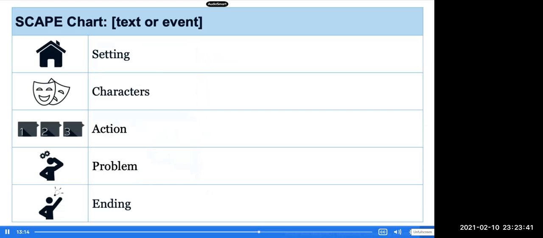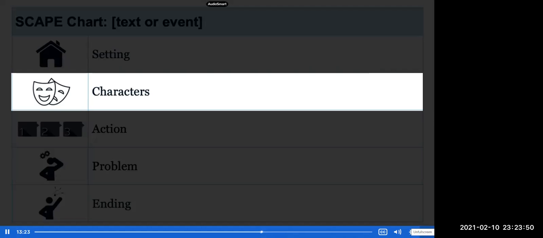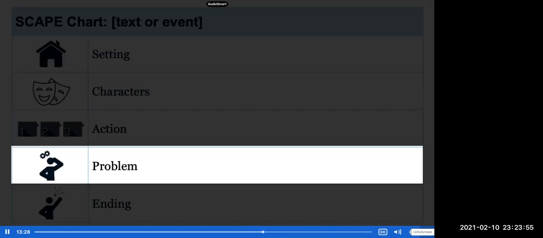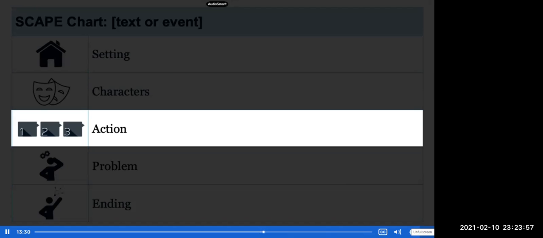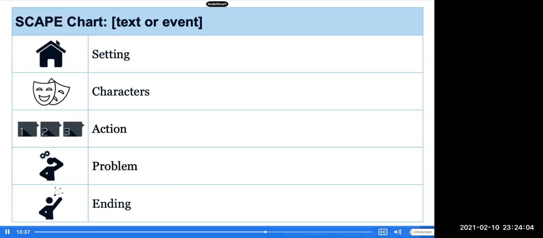Pause here to use the SCAPE chart to think about what happened in this text. Where did it take place and when? Who were the characters? What was the problem? And what actions did the characters take? How did the story end? Do some powerful thinking and even scroll back on the timeline if you'd like to listen again. Just hit play when you're ready to continue.